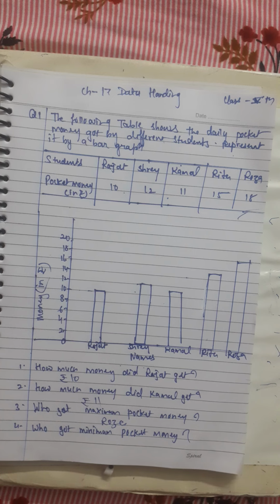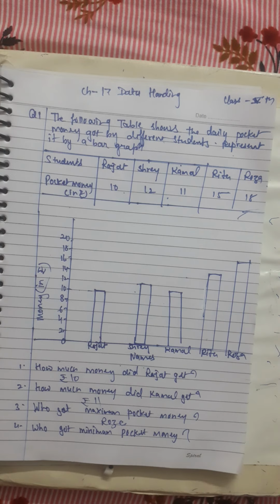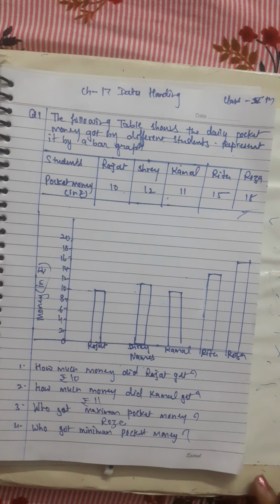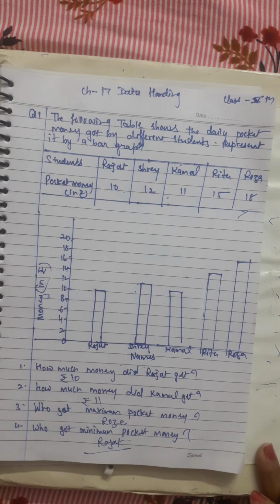Who got minimum pocket money? सबसे कम. 10 is the smallest number. So we can say Rajat got the smallest pocket money, or minimum pocket money. So we will write the answer as Rajat. Rajat got minimum pocket money.